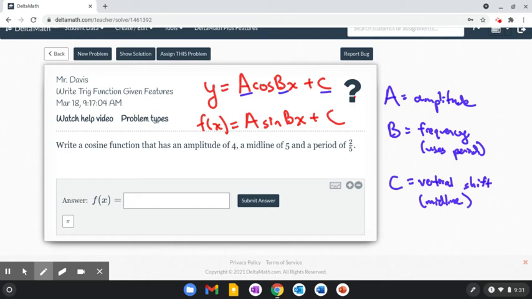The amplitude, you basically just throw whatever the amplitude is in front. The frequency is going to be just a little bit more tricky. So this is probably the most important formula that we're going to use here. So b equals 2 pi over the period. So b, our frequency, we'll call it, is always going to be 2 pi divided by whatever the period is of our function. Okay, the vertical shift, the c, just equals the midline.